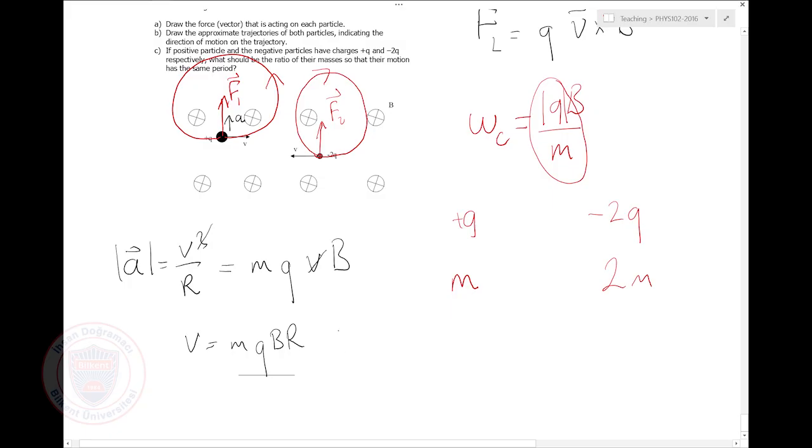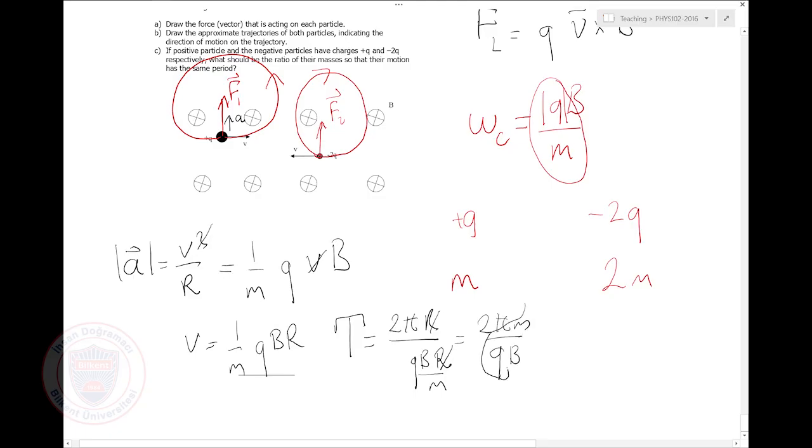And the period as 2 pi R divided by V, which is... I think I did something wrong here, because A is not equal to M times F. A is equal to F divided by M. It's very good. So R's cancel, 2 pi M over QB, but the important thing is the M over Q ratio, which determines our motion.